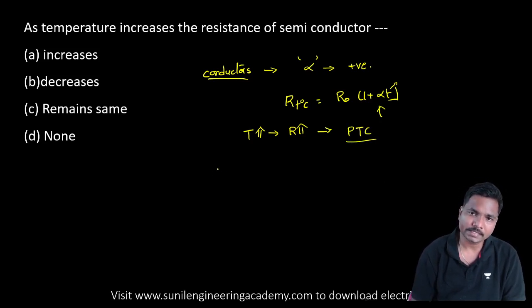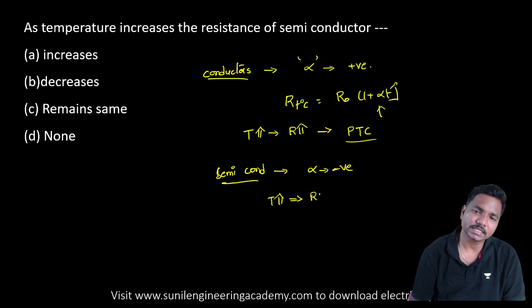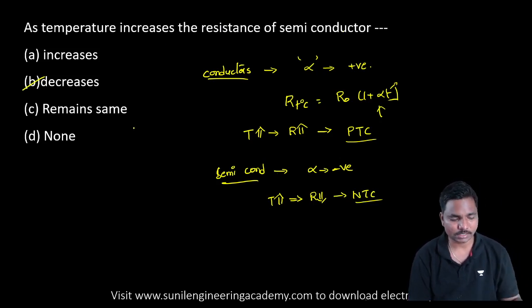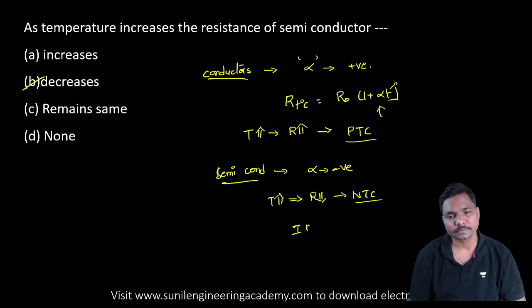In case of insulators or semiconductors, this alpha is negative. Whenever it is negative it means decrease. So that means as temperature increases, the resistance decreases. So we can say negative temperature coefficient of resistance. As temperature increases, the resistance will decrease. So the answer is option B. As resistance decreases, then what happens to the current? Current will increase.